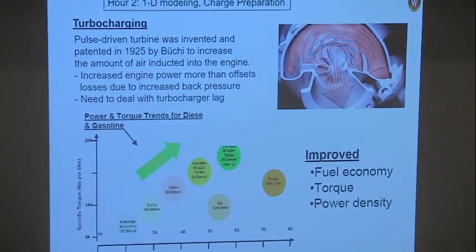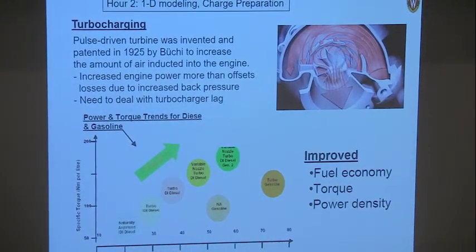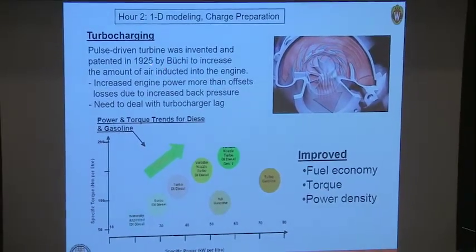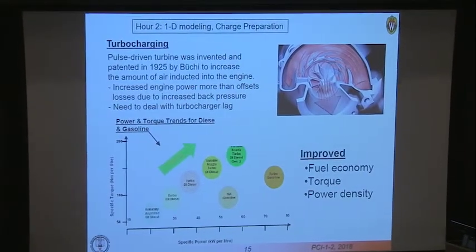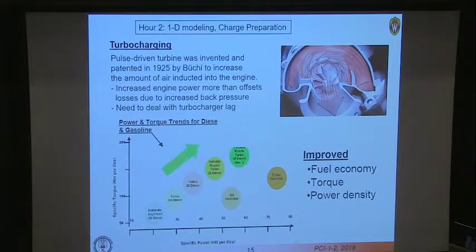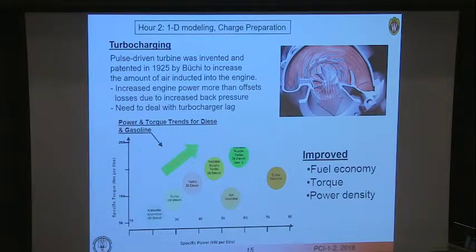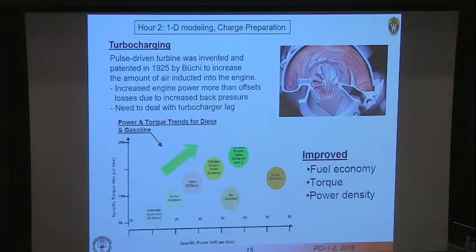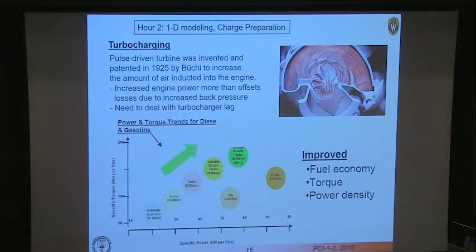All right, what's the history behind turbocharging? Well, in 1925, a fellow by the name of Büchi patented the pulse-driven turbine, which was used to increase the amount of air inducted into an internal combustion engine. It turned out that the increased engine power from getting more air into the combustion chamber more than offset the losses due to the increased back pressure. You need higher back pressure, or pressure coming out of the engine, to drive the turbine, which then compresses the inlet charge. And it turns out you get more power than you lose due to rejecting some of the work associated with the increased back pressure.